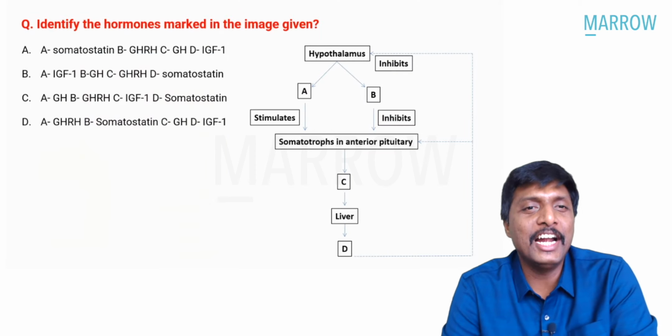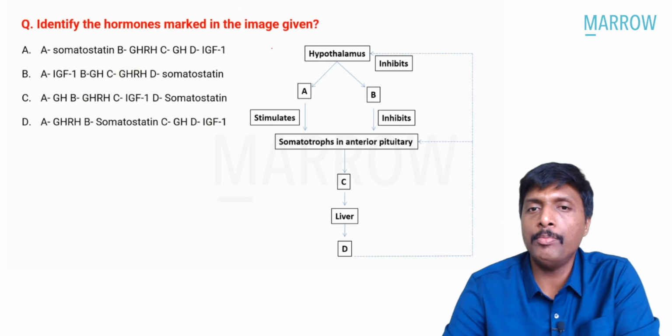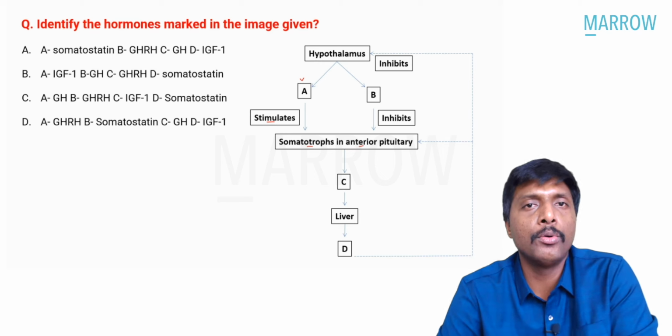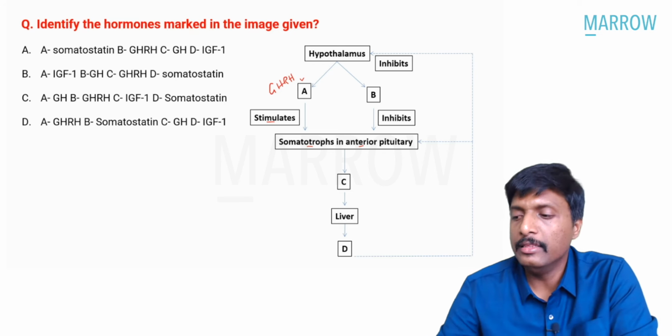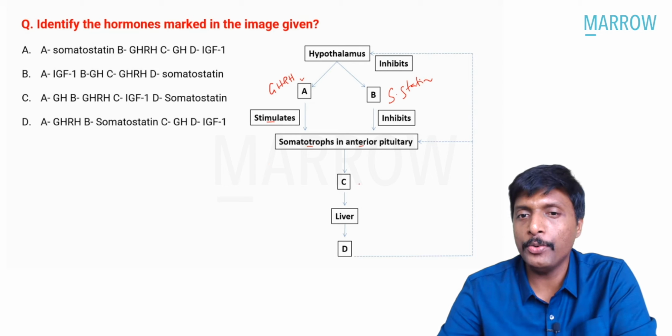Next question. Identify the hormones marked in the image given. See guys, from hypothalamus, a factor A is coming. It is stimulating somatotrophs in anterior pituitary. That means something concerned with growth hormone. So this A should be growth hormone releasing hormone because it stimulates. This B factor is inhibiting. That means it is my somatostatin, right? Somatotrophs in anterior pituitary are going to release growth hormone.